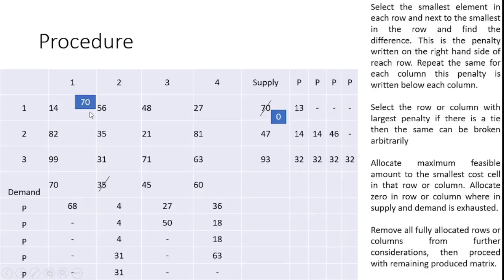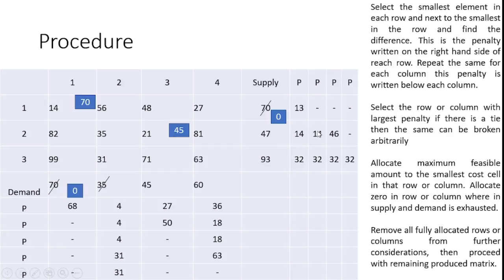After allocating 70, what is the supply? 70 is cancelled because I allocated it to that cell, so 70 is converted into 0. After that, column wise also the 70 is cancelled and I assign 0 because I utilized 70 in the transportation table. After that, what can we do? We perform the same thing. What are the remaining available? The 35, 21, 81, 31, 71, 63 are available row wise. Here also I have to find the difference between the smallest element and the next. From this I can find the second penalty for row wise.